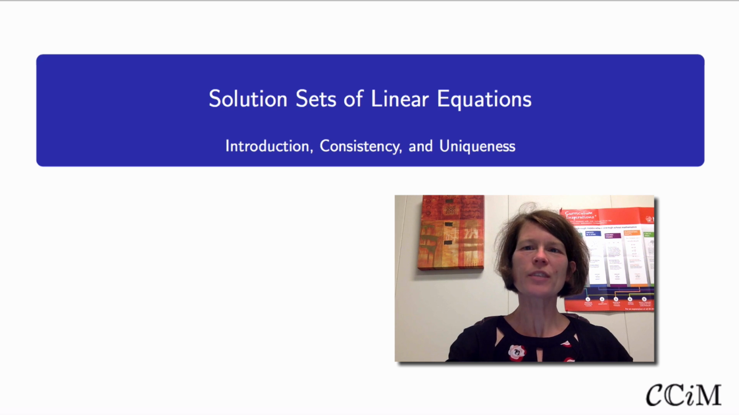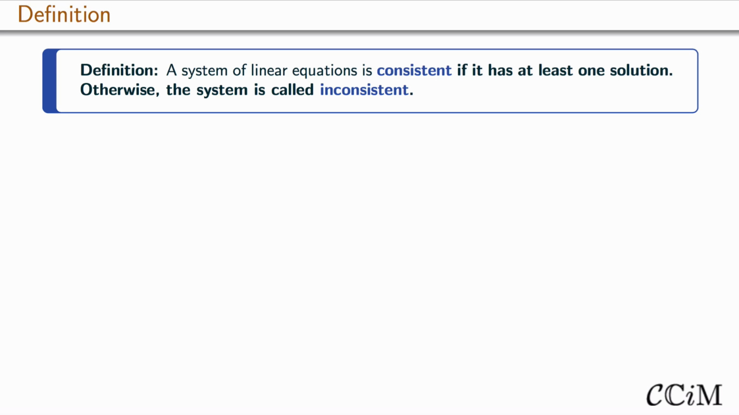Let's learn about solution sets to systems of linear equations. Let's begin with the definition. A system of linear equations is consistent if it has at least one solution. Otherwise, we call the system inconsistent.